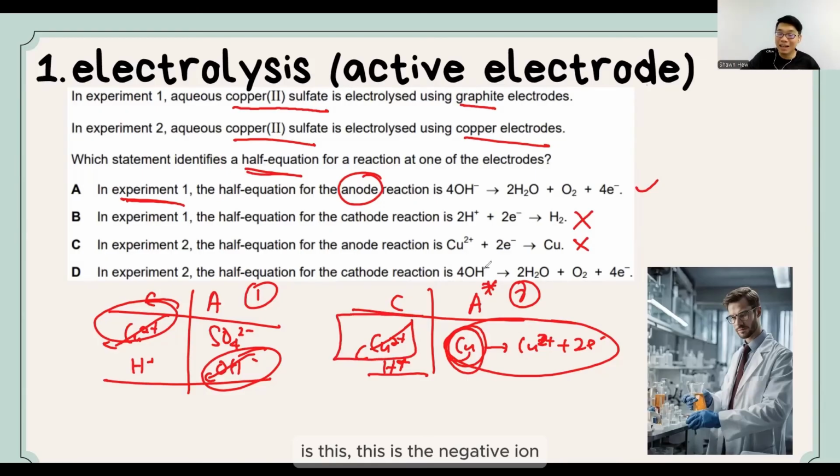In experiment 2, the half equation for cathode is this. This is the negative ion, impossible. It appears in cathode, so it's wrong. So answer is A.